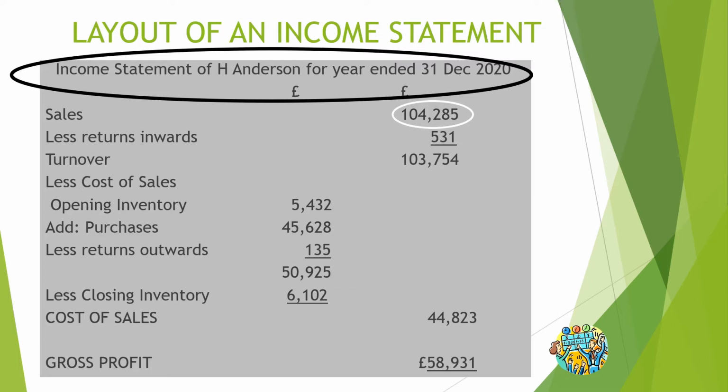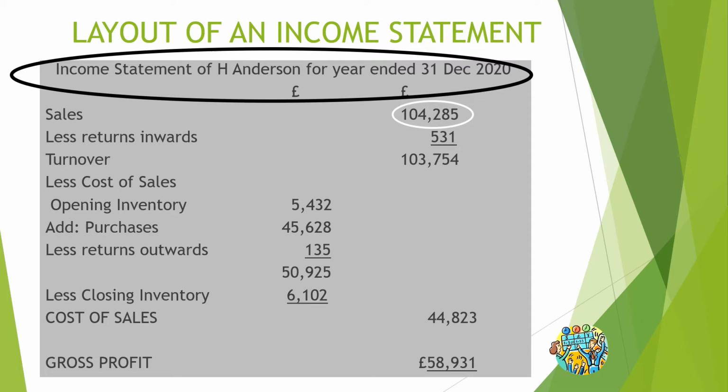Now the sales figure, remember, is the selling price of the product that you're selling, multiplied by the number of products you've sold, and in this case it's 104,285. What we'll notice here is we spoke about this in the main PowerPoint: we have returns inwards or sales returns. The organisation has sold products to customers or other companies and there have been faulty or wrong products. So the 531 has to be taken away from sales because we haven't sold them. They've been returned to the company.